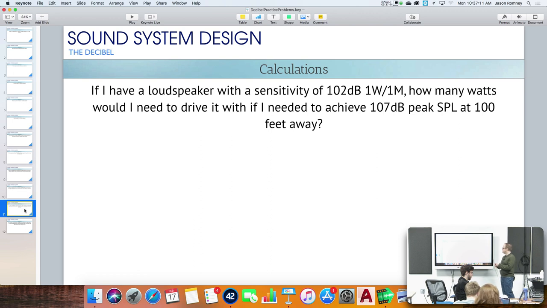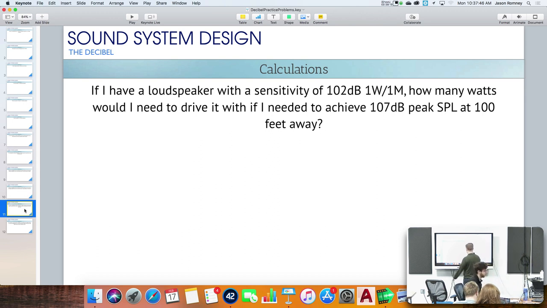Okay, here's another way of thinking about a very similar question. If I have a loudspeaker with a sensitivity of 120 dB SPL, 1 watt, 1 meter, how many watts would I need to drive it with if I needed to achieve 107 dB peak SPL at 100 feet away? So I'm doing a loud show. I need 107 dB SPL at the back row, which is 100 feet away.